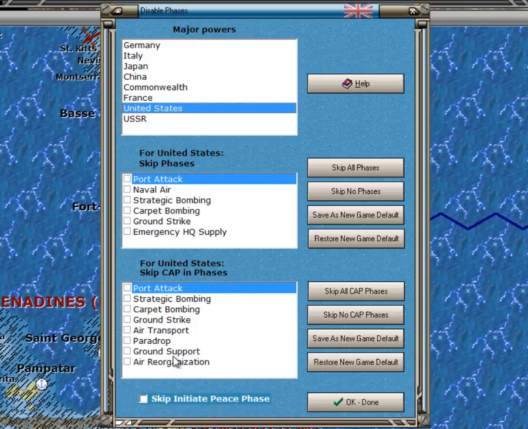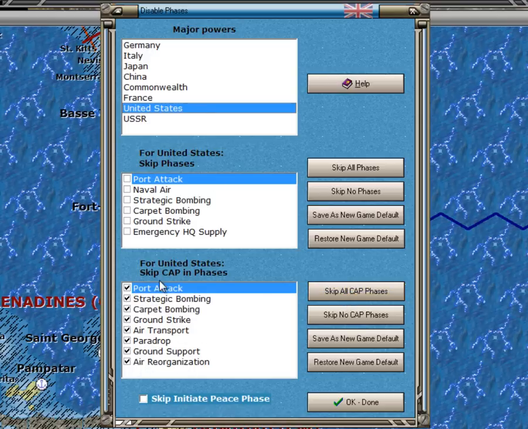These are the air missions. Port attack, strategic bombing, carpet bombing, and so on are the 8 air missions. Air missions have a subphase called CAP, Combat Air Patrol. Combat Air Patrol is rarely used, and so therefore most players just want to skip this phase. So you can click on Skip All CAP Phases, and they're all checked immediately.